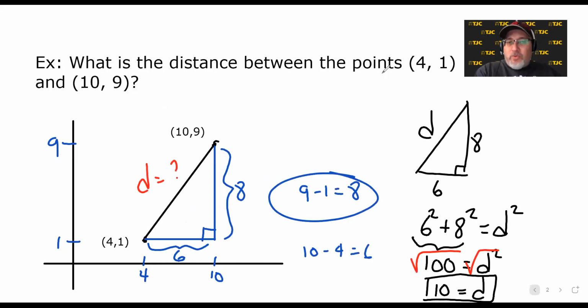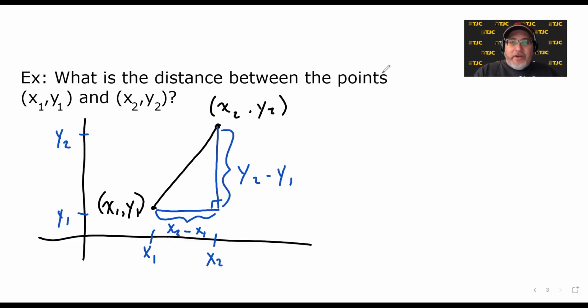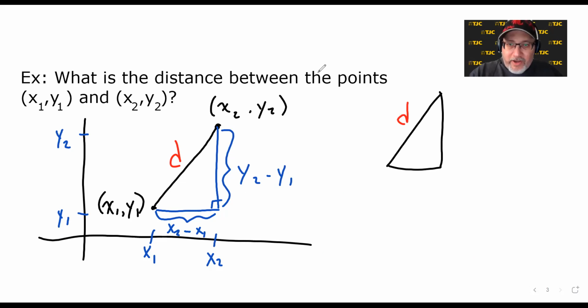That's what we did back here with the y's. We did 9 minus 1 is equal to 8. But here it's going to be second y minus first y. Then if we extract, oops, I didn't put the D that we're trying to find. If we extract this triangle from the picture, we have a D here, which is what we're looking for. We have a right triangle, one of whose legs is x2 minus x1, and the other is y2 minus y1.